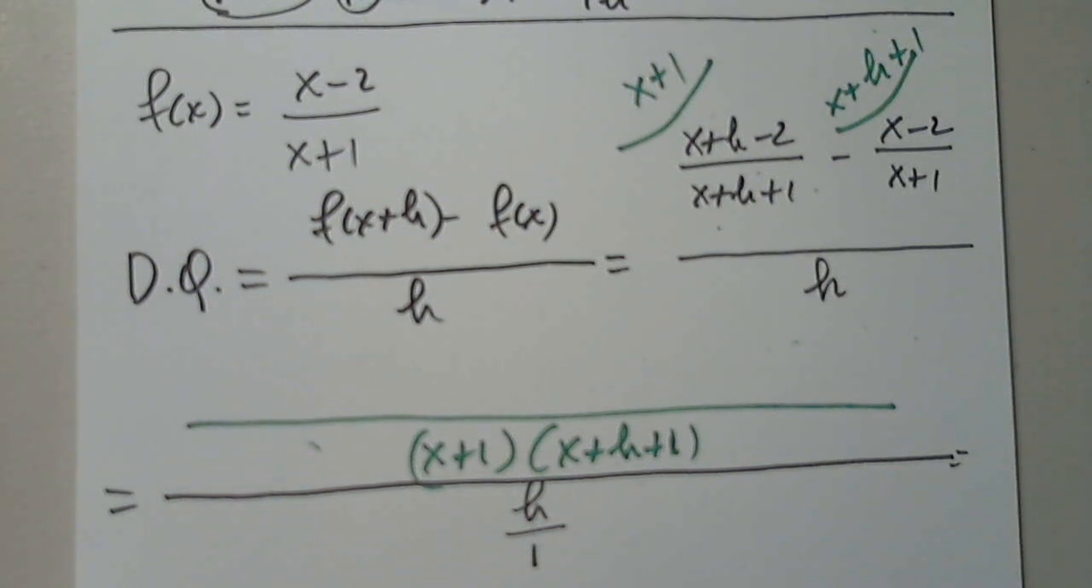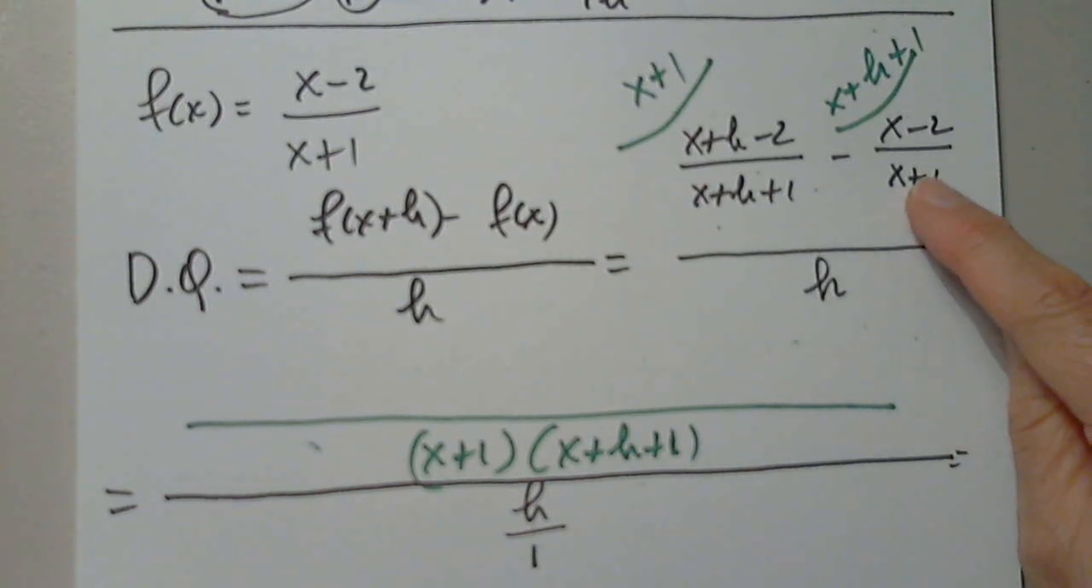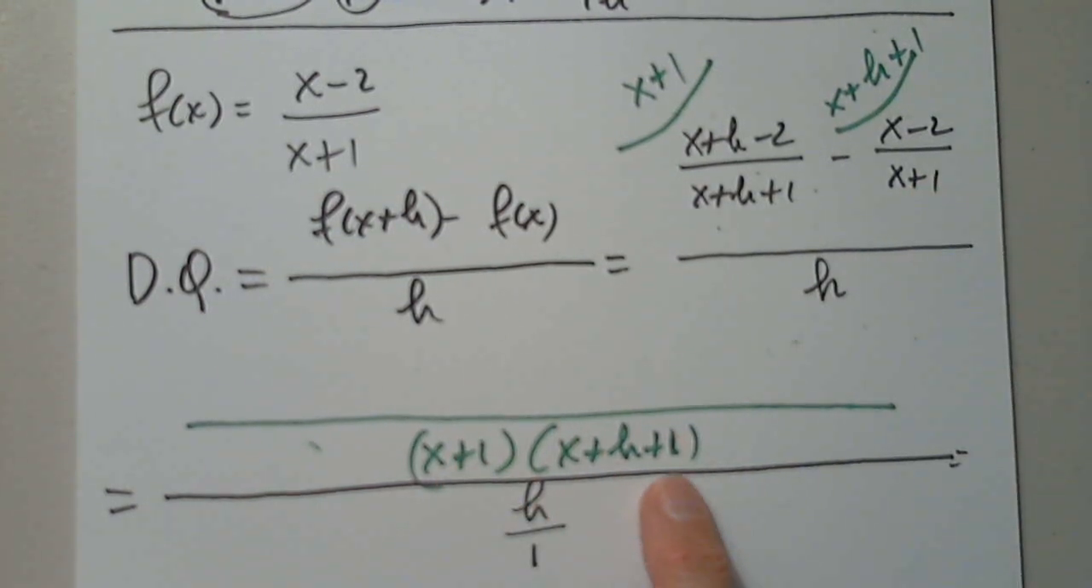No, go over that last part again, please. Thanks. This was multiplied by x plus 1. Now I have to multiply the numerator by the same thing. This was multiplied by x plus h plus 1. I have to multiply the numerator by the same thing. Okay. Is that okay? Yes.